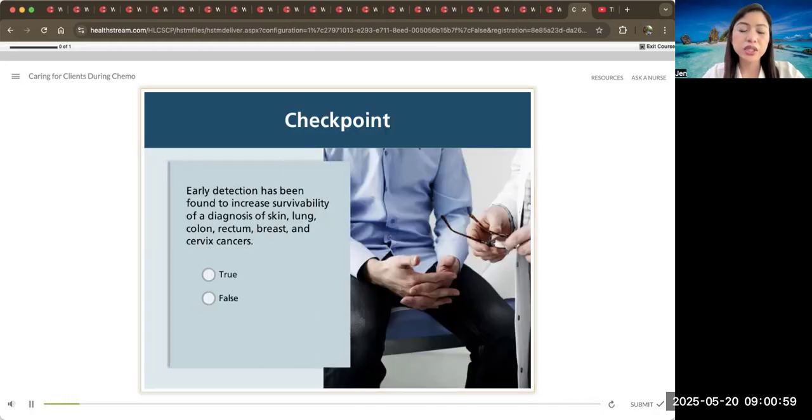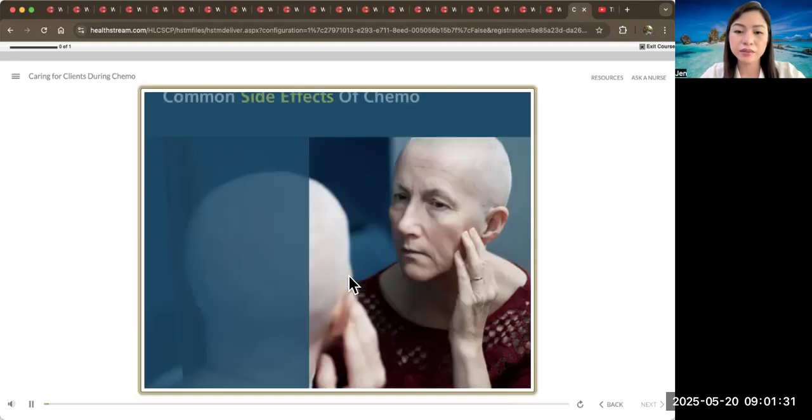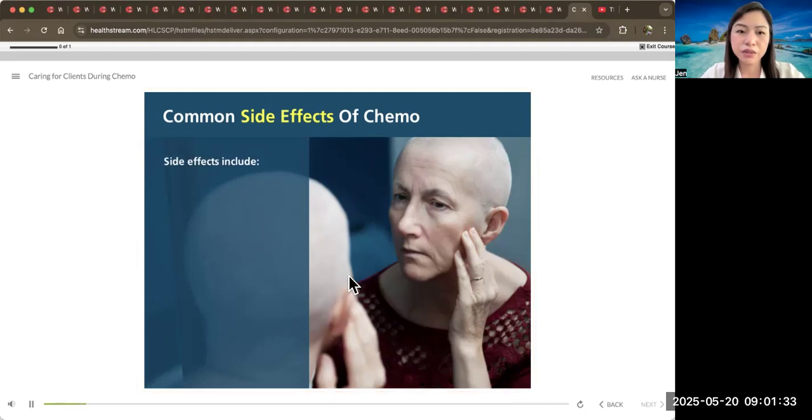Let's see, checkpoint. Early detection has been found to increase survivability of a diagnosis of skin, lung, colon, rectum, breast, and cervix cancers. True. So if we found it out earlier on, then there's a chance that the patient would survive. Okay, that's right. Early detection has been found to increase survivability of a diagnosis of skin, lung, colon, rectum, breast, and cervix cancer.